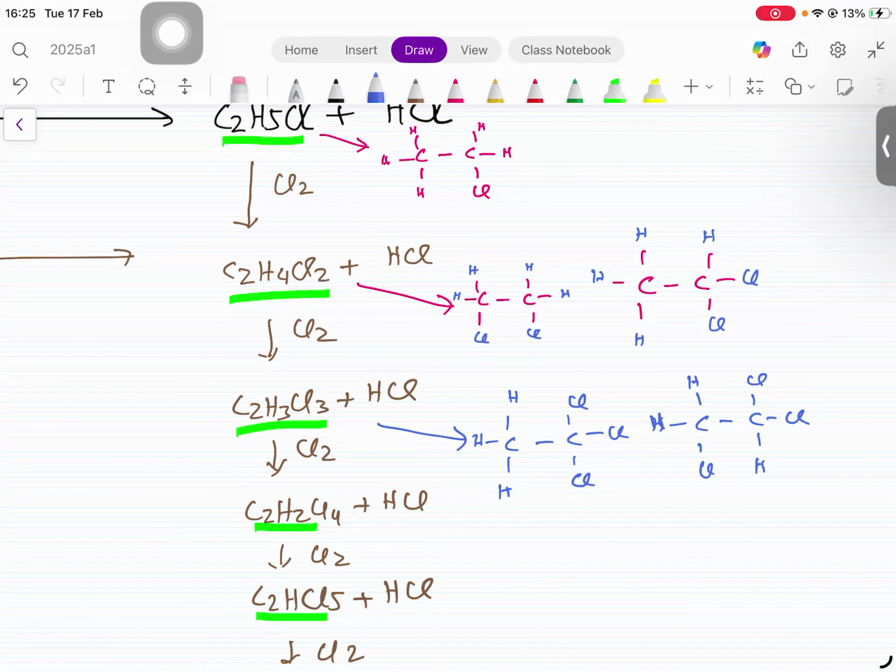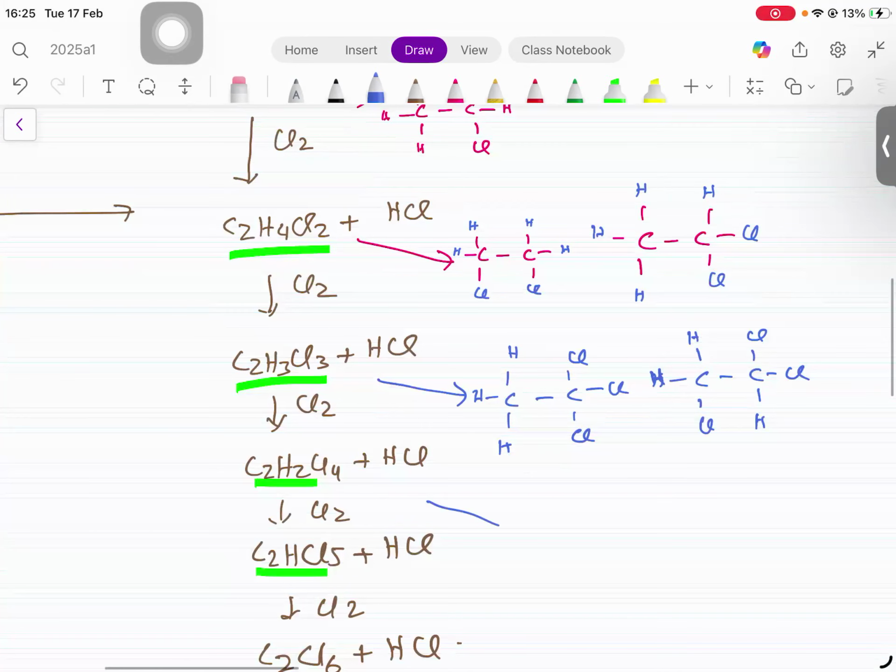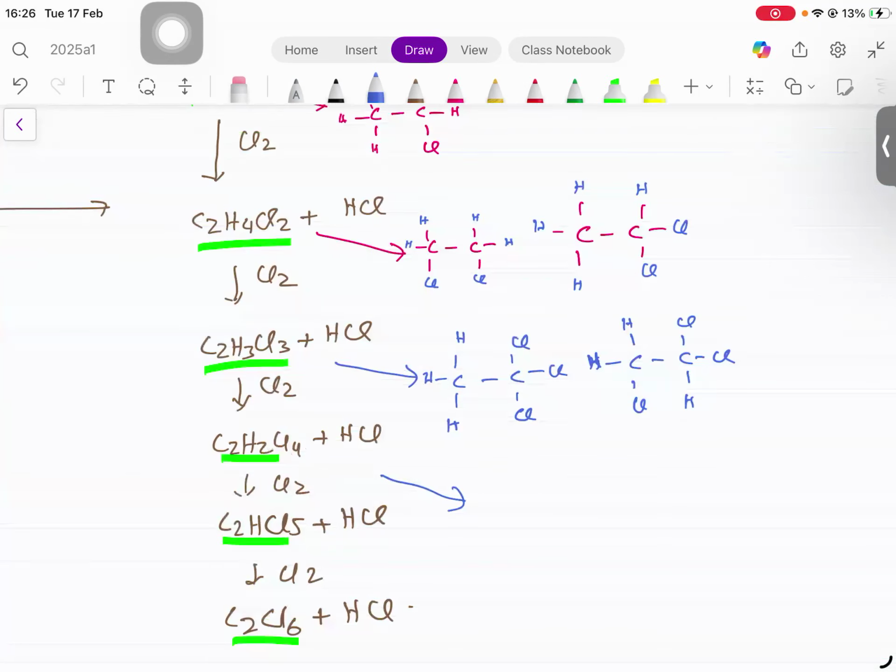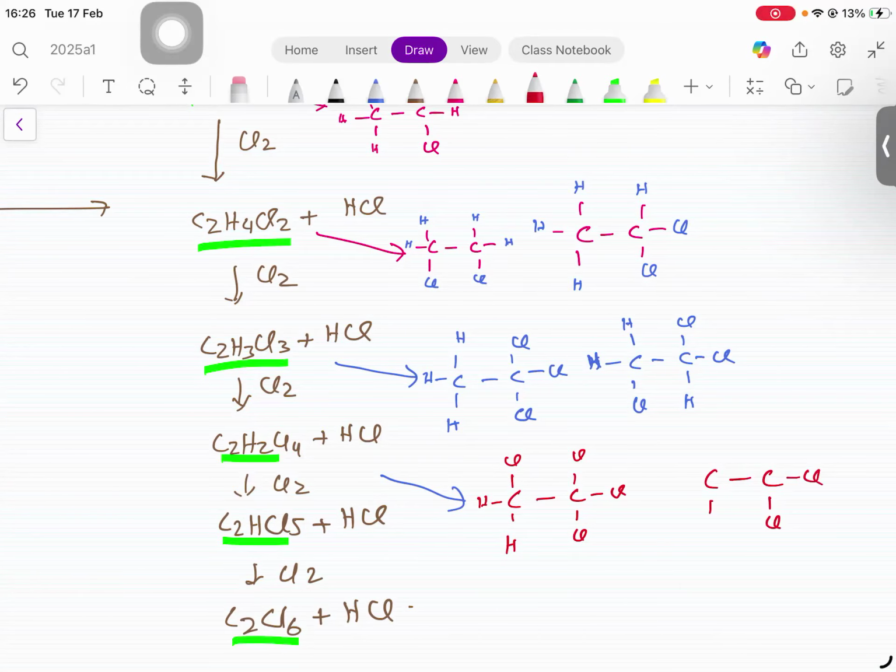Similarly, for C2H2Cl4 it will be the same. Look at this, the Cl4 one: this is 1,1,1 and then 1, or it could be 2 and 2. So this is 1,1,2,2. That also gives two.